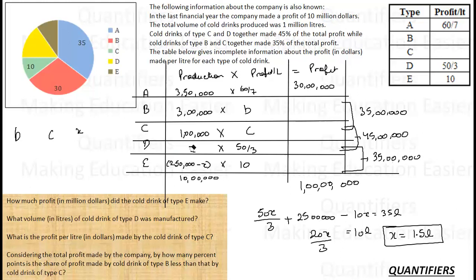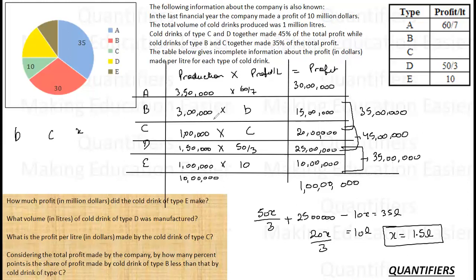Perfect. As soon as I am getting x as 1.5 lakh, this is 1.5 lakh and this is 1 lakh. Now, if this is 1 lakh, the profit of E is 1 lakh into 10, 10 lakh. This together was 35, so this is 25 lakh. If this is 25 lakh, this is 20 lakh. If this is 20 lakh, this is 15 lakh. So with this, I am able to fetch out everything, right?